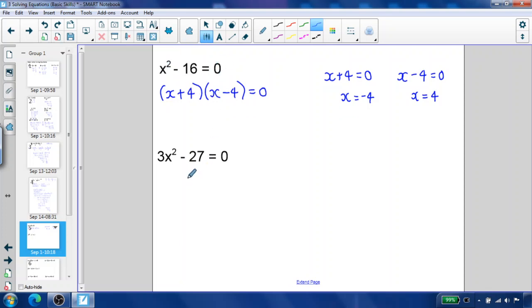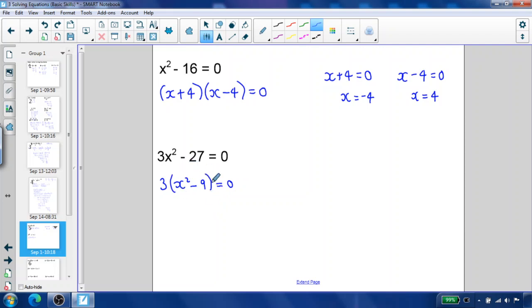Let's move over here. This looks like the difference of 2 squares, but you can't write 27 as a square term. And similarly, this 3 cannot be written as a square term. So we must have to take out a common factor first. There is a common factor in 3 and 27, and that is 3. So I'm going to factor that out. 3 multiplied by x squared is 3x squared, and 3 multiplied by minus 9 is minus 27. So I'm going to equal that to 0.